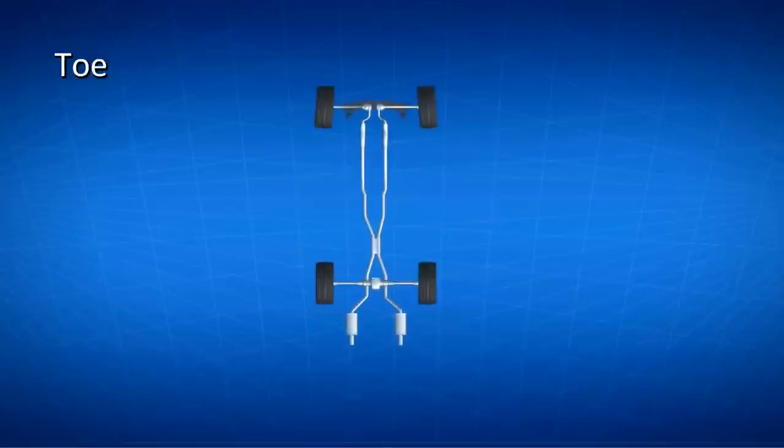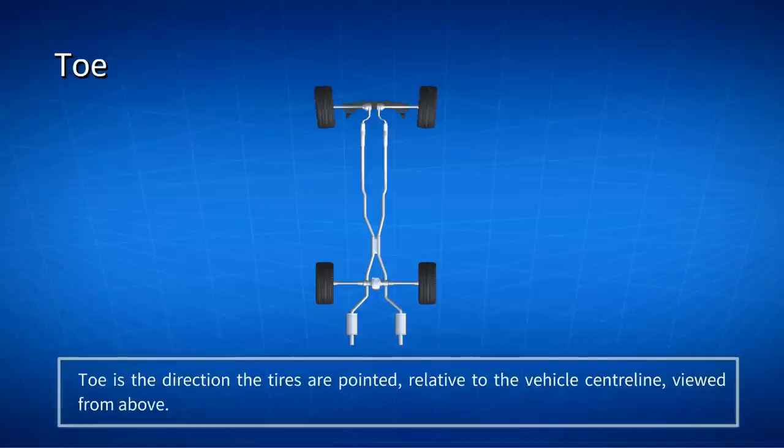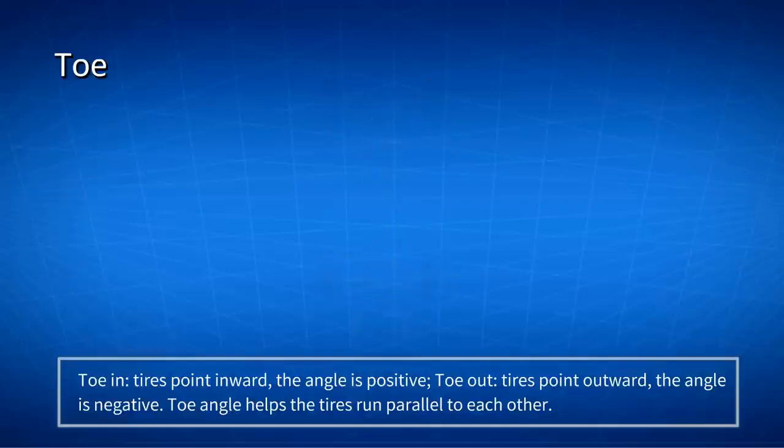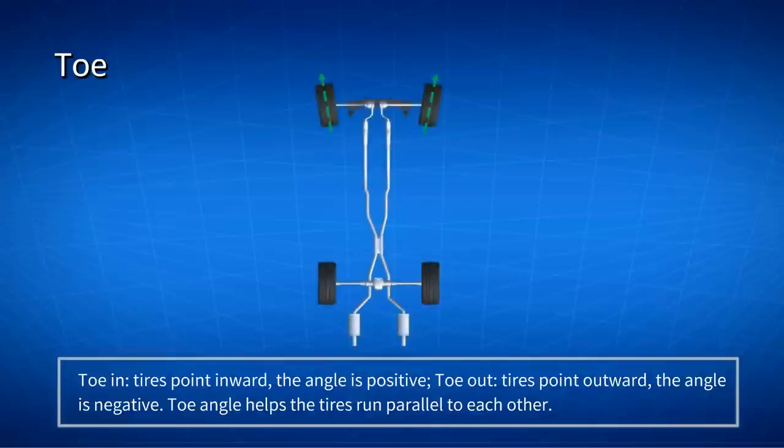What is toe? Toe is the direction the tires are pointed, relative to the vehicle centerline. Viewed from above, toe in, tires point inward, the angle is positive. Toe out, tires point outward, the angle is negative. Toe angle helps the tires run parallel to each other.